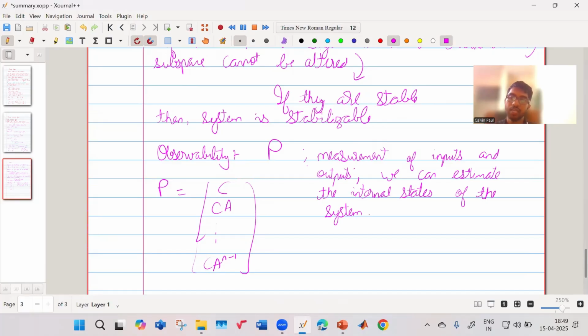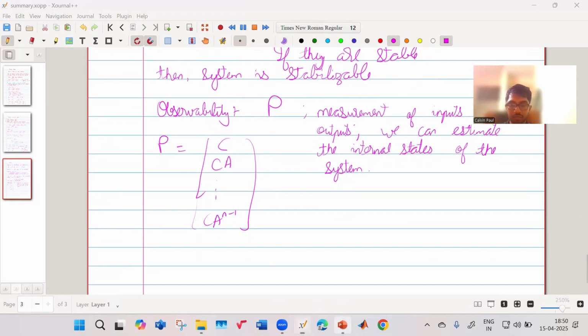So that's what it means. That is, I am observing the inputs and outputs, and I can estimate the internal states of my system. So it depends on which outputs we are measuring. And why observability is important is that in all cases, we cannot observe all the states. If we have some measurements of the input and the output, then we can estimate the internal states of the system. This is used in observer-based design. Whenever we have to design an observer, we first have to check whether the system is observable. If the system is not observable, there's no use in designing an observer, right?